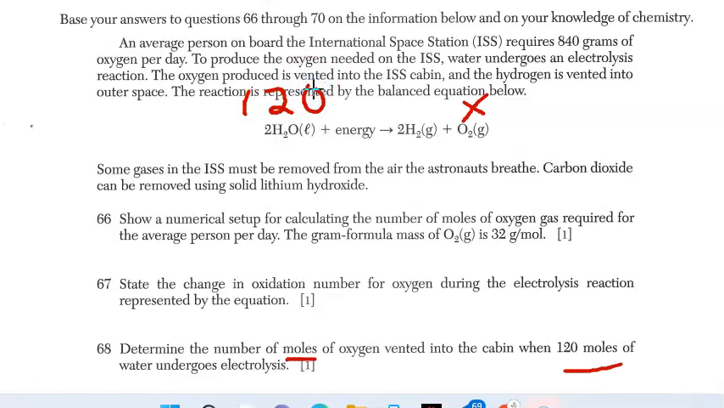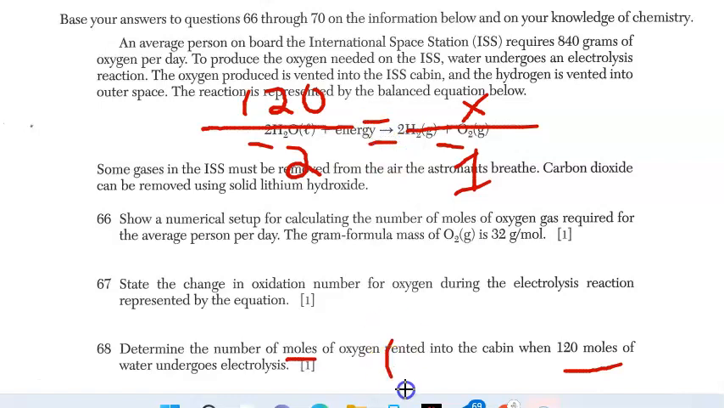Now what we need is the ratio of water to oxygen, and we use the coefficients, the numbers in front in the balanced equation. That's going to do it for us. So here we have 2, and here it's understood we have a 1. So literally we have a ratio of 120 over 2 is equal to x over 1. Well, 120 divided by 2 is 60. So our answer here is 60 moles.